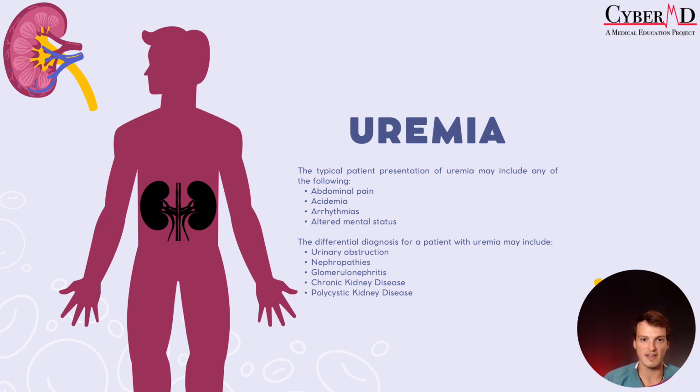And obviously a lot of times those are going to be very renal related pathologies. So you're going to have some kind of obstruction, have nephropathies, glomerulonephritis, chronic kidney disease. Maybe this patient's on dialysis, polycystic kidney disease. All of these kinds of renal pathologies are things to think of that could lead to uremia and then a subsequent abdominal pain presentation.